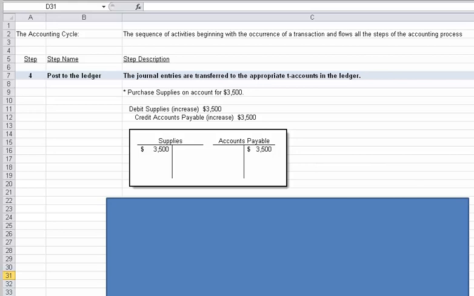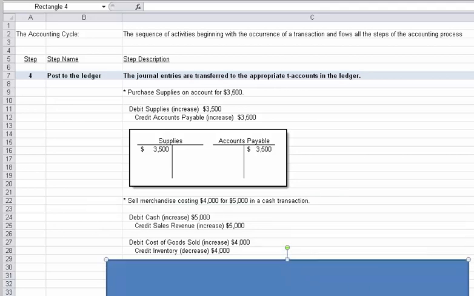Okay, so for these two entries, here's how we show the journal entry is transferred to the ledger, and we're using T accounts to represent just two accounts in the ledger. Keep in mind that all of the accounts combined make up the accounts in the general ledger, so you can think of it as all the accounts make up the general ledger.